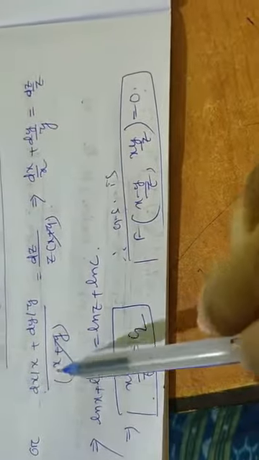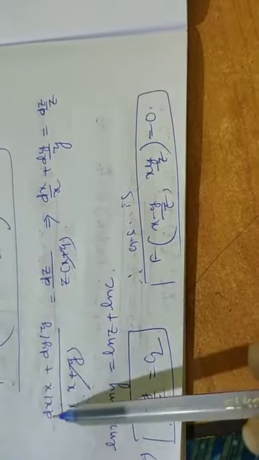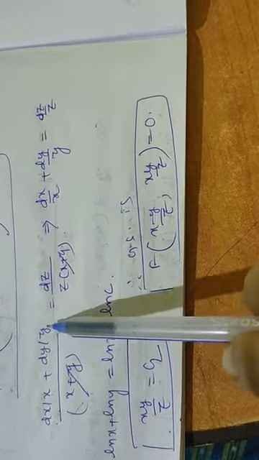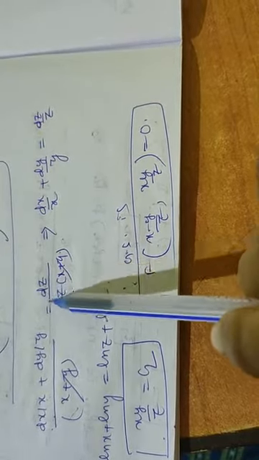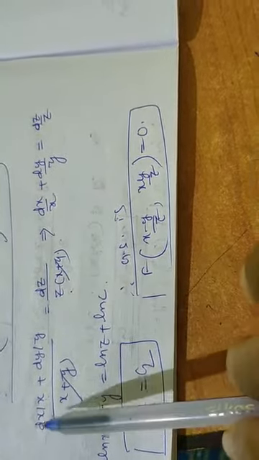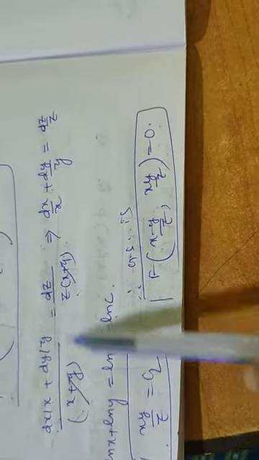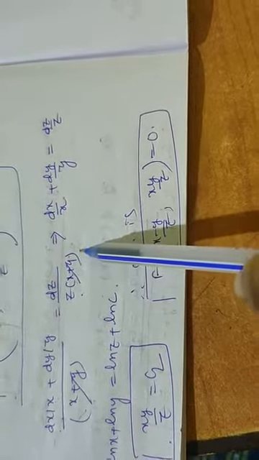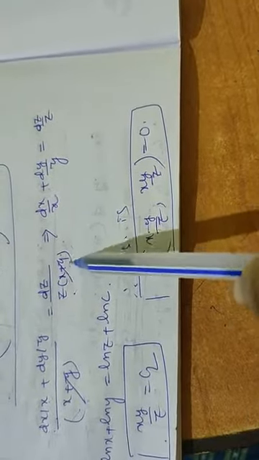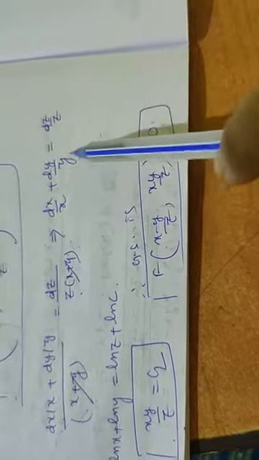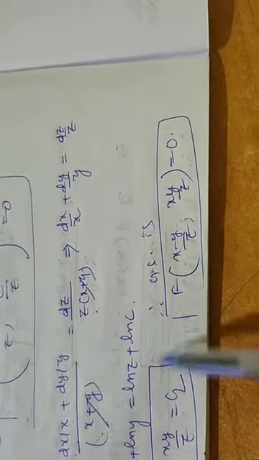Again, using the multiplier 1 by x in the first two ratios, dx by x plus dy by y is equal to dz by z into (x plus y). Divided by x plus y, so x plus y is cancelled out and it becomes dx by x plus dy by y is equal to dz by z.